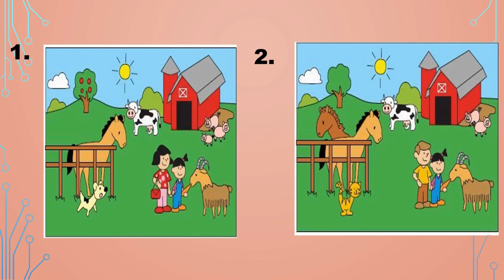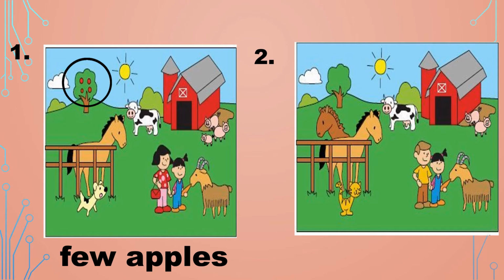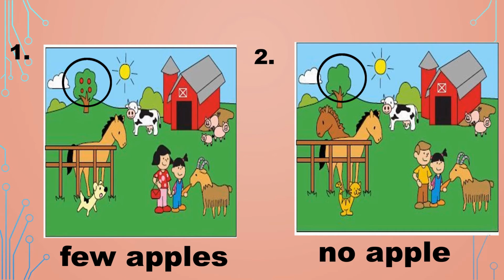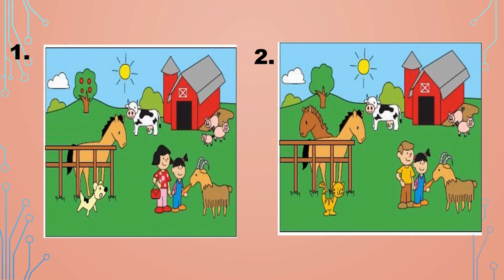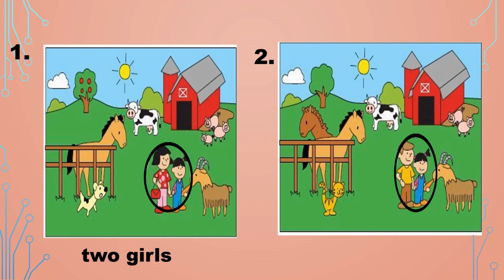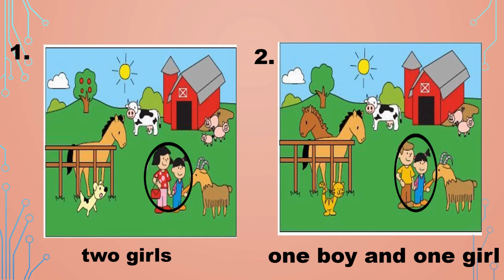Now students, look at the tree. In the first picture you can see there are a few apples on a tree, whereas in the second picture you can see there are no apples on a tree. Now students, look at the children. In the first picture you can see two girls are shown giving a carrot to a goat, whereas in the second picture one boy and one girl are giving a carrot to the goat. Let's see some more examples.